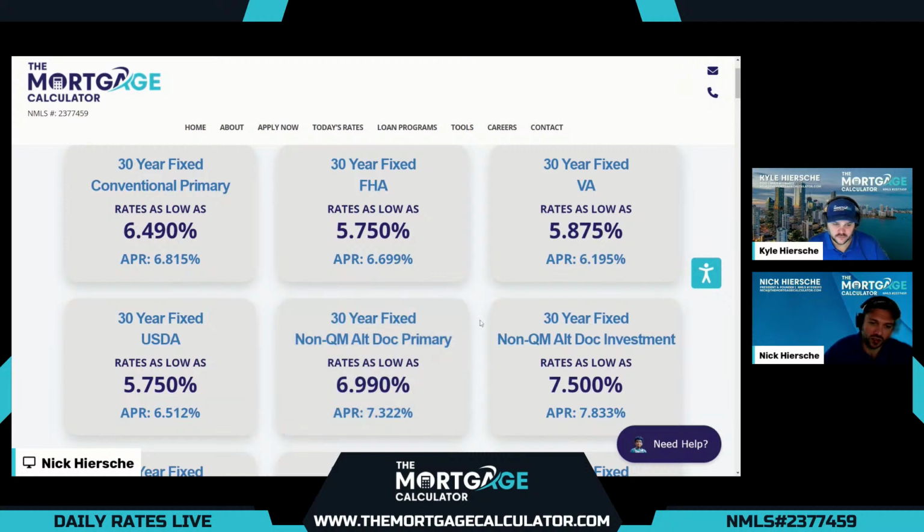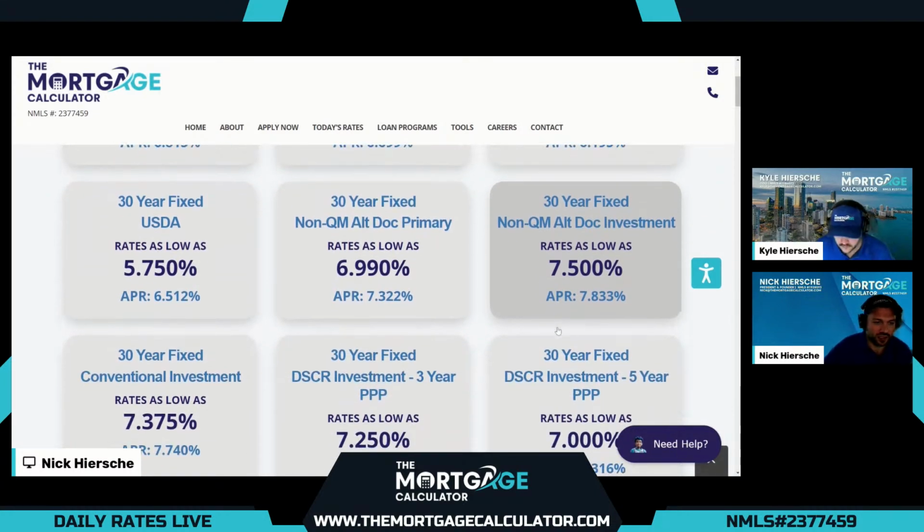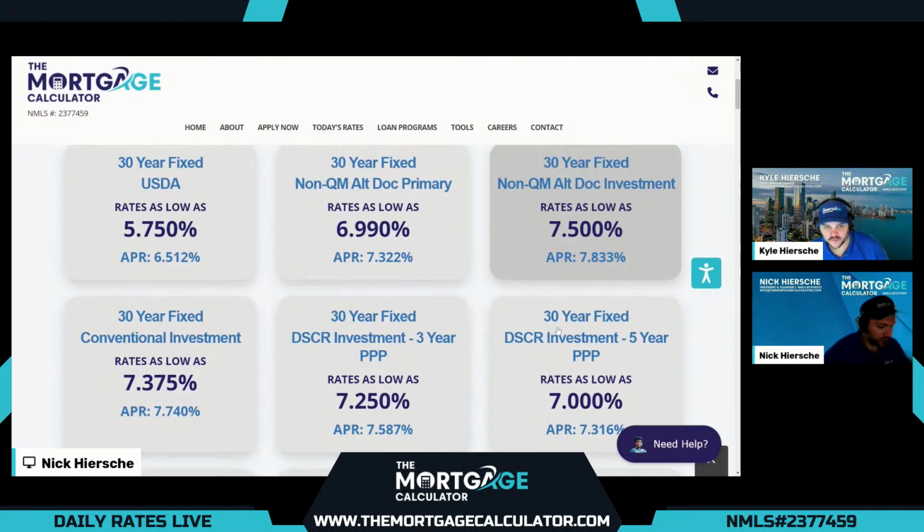And moving on to investment. So first up for an investment property, again, alt doc. This would be a bank statement or similar for an investment property. Rates come in today at 7.5, final APR 7.833. So great option for our investors that need to use alternative documentation. And we'll compare that to our other investment options.